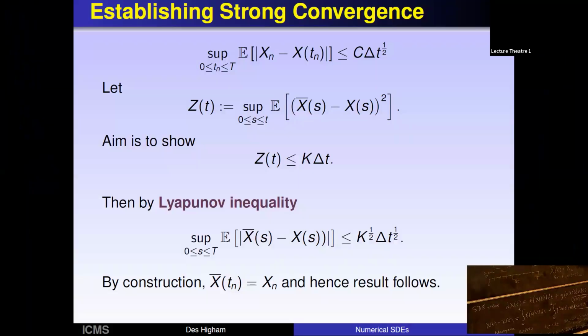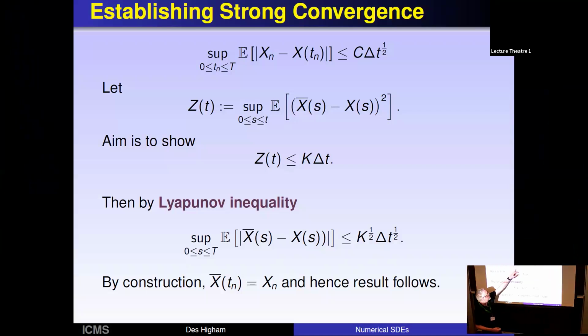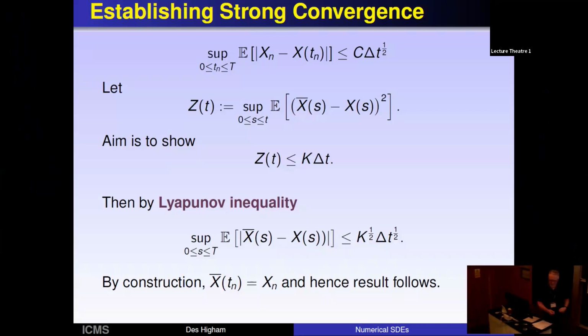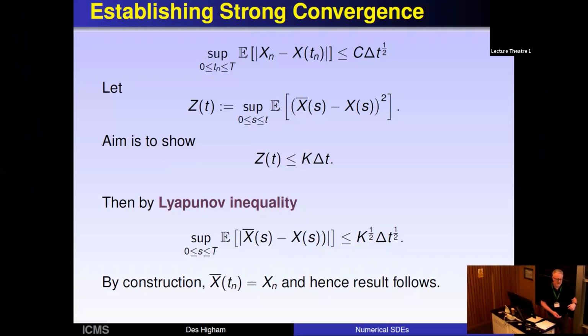So here I'm now going over continuous time and comparing the step process with the exact value. If I can control that error, then of course this includes all the time points, Tn, on the grid. So that also controls the discrete error at those discrete time points. So this is a more general thing to try to prove. It will include proving strong convergence over grid points.